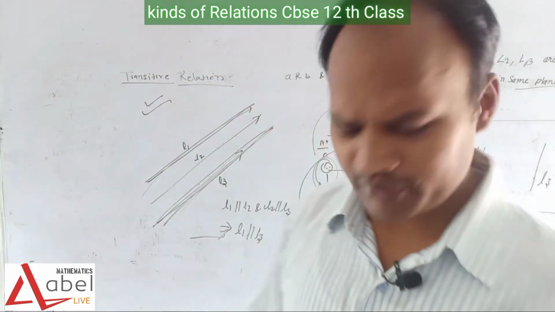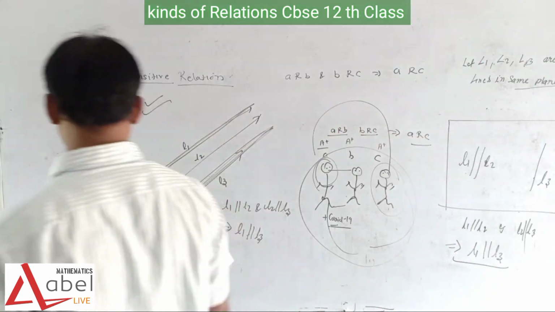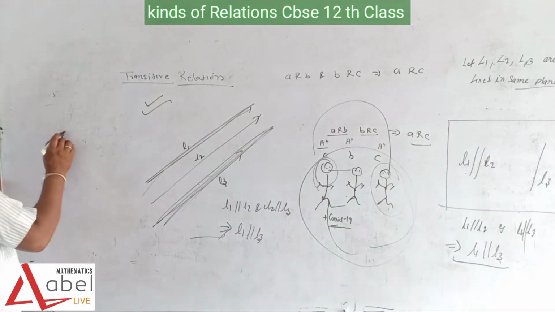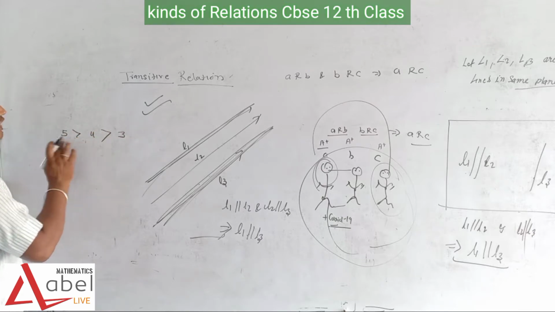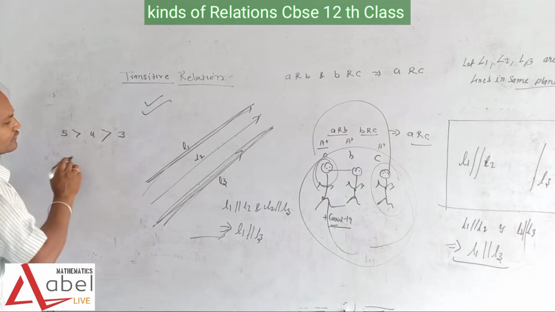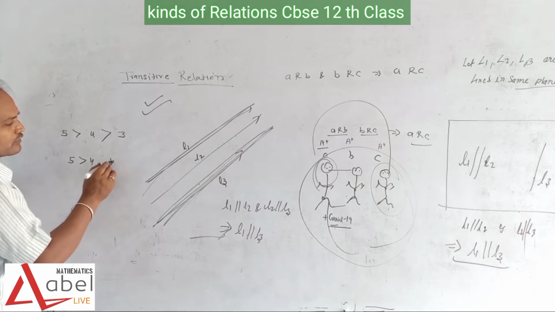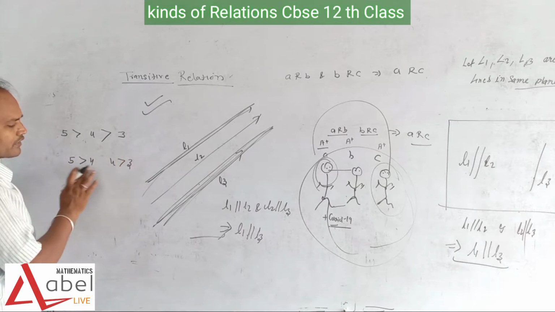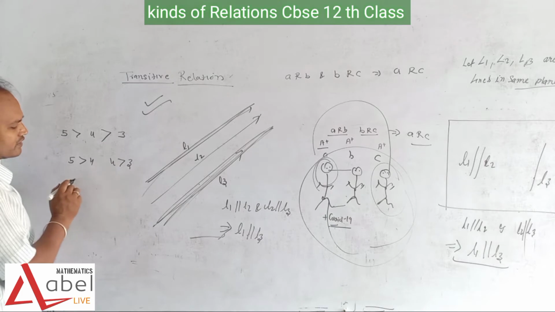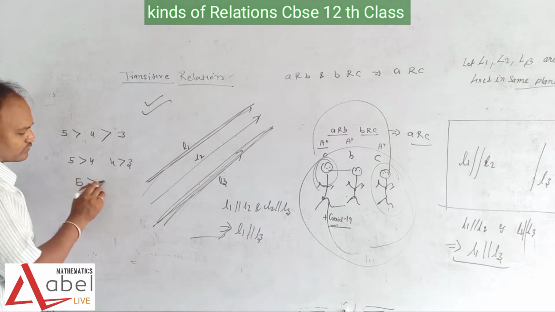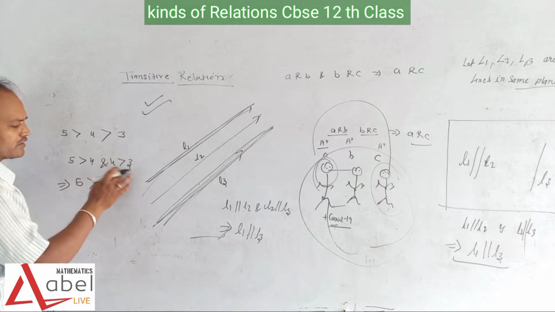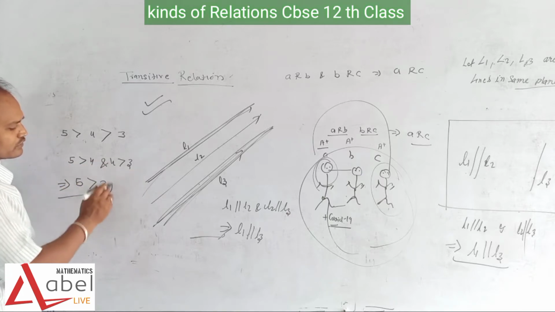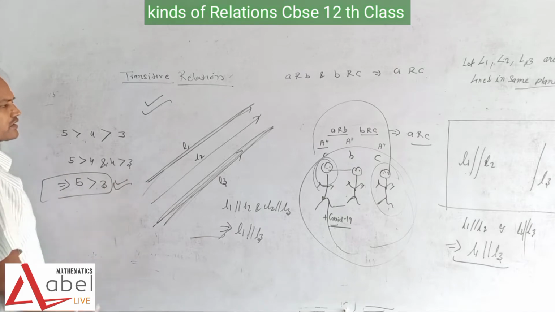Is there any other example? There are a lot of examples. Let's see another example: 5, 4, 3. 5 is greater than 4, 4 is greater than 3. So we can say that 5 is also greater than 3. So it is also a transitive relation.